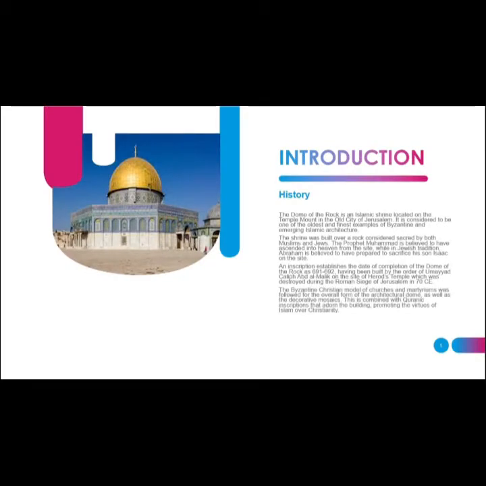The Dome of the Rock is an Islamic shrine located on the Temple Mount in the old city of Jerusalem. It is considered to be one of the oldest and finest examples of Byzantine and emerging Islamic architecture. The shrine was built over a rock considered sacred by both Muslims and Jews. The Prophet Muhammad is believed to have ascended to heaven from the site, while in Jewish tradition, Abraham is believed to have prepared to sacrifice his son Isaac on the site.